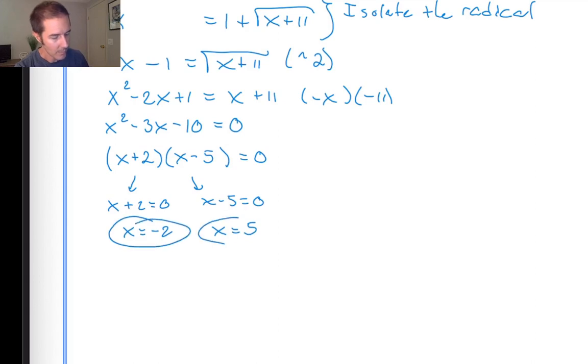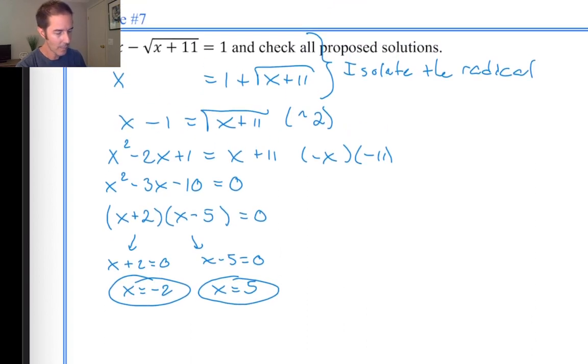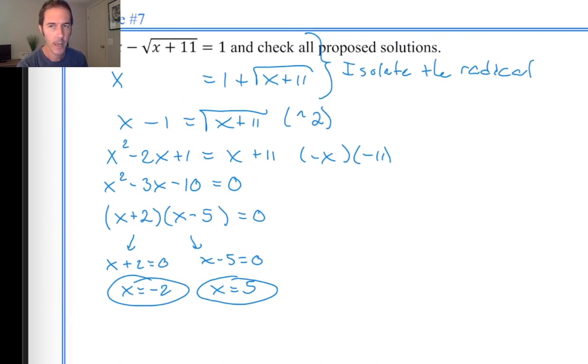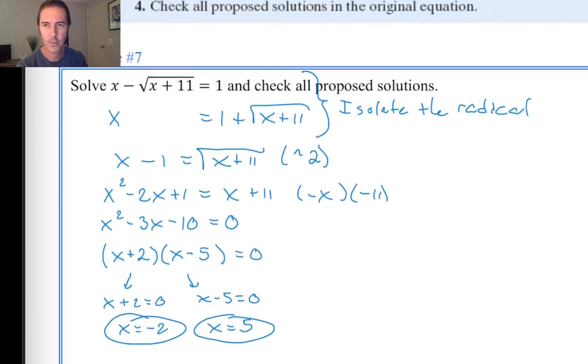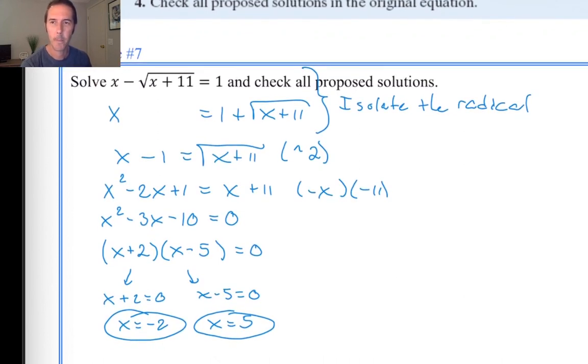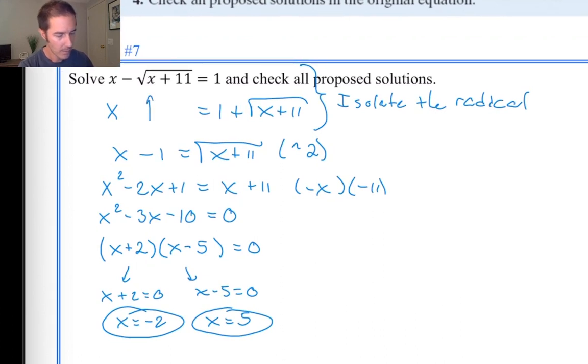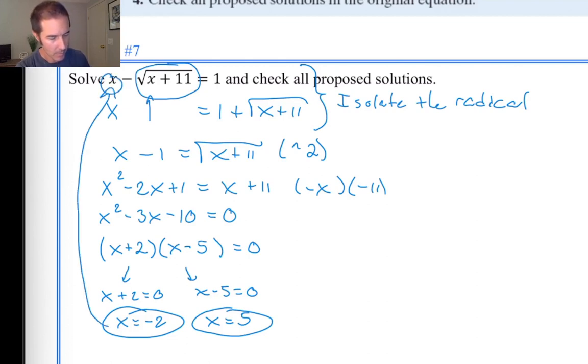I'm circling these instead of putting a box around them. Normally I put a box around my final answer. I'm going to circle these because I want to glance up and make sure that they're going to work in my original equation. And you could actually write it out. These numbers are small enough, I think we can do it in our head. If I take the -2 and I plug it in here, this is going to turn into a 9. Square root of 9 is 3. -2 minus 3 is -5, not 1. So we've got a problem.